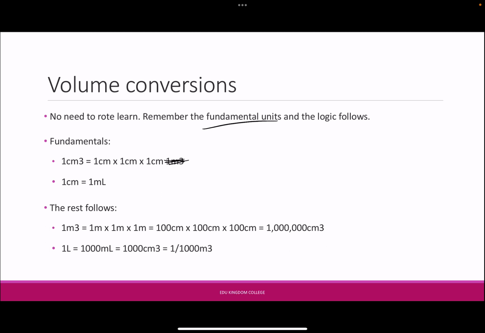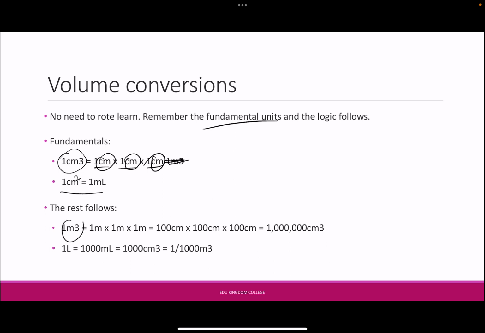So 1 centimeter cubed, when we think about it, is 1 by 1 by 1, 1 centimeter by 1 centimeter by 1 centimeter. You're multiplying the units together as well. That's how we get centimeter cubed. And 1 centimeter cubed equals 1 milliliter. So those are the two things you need to know.